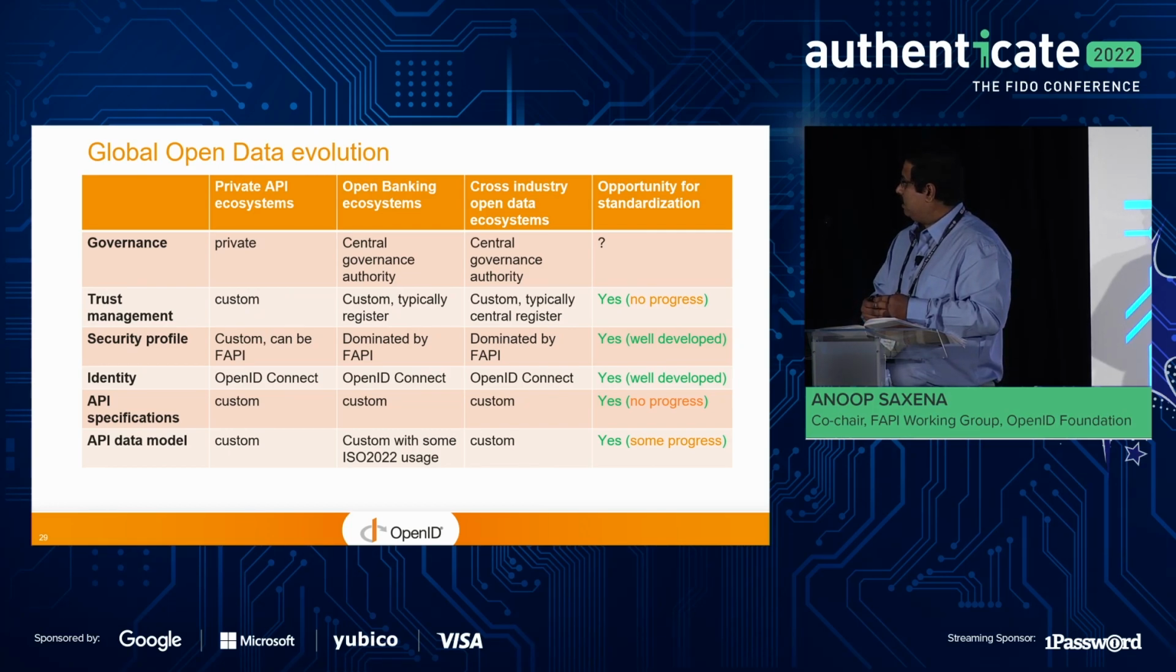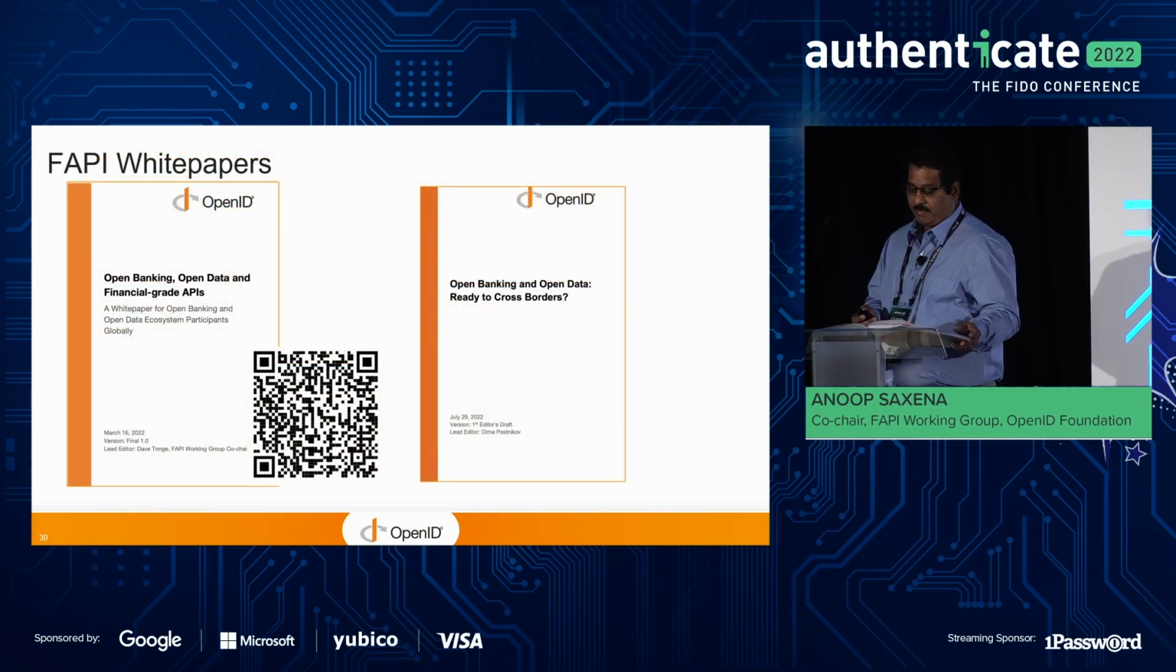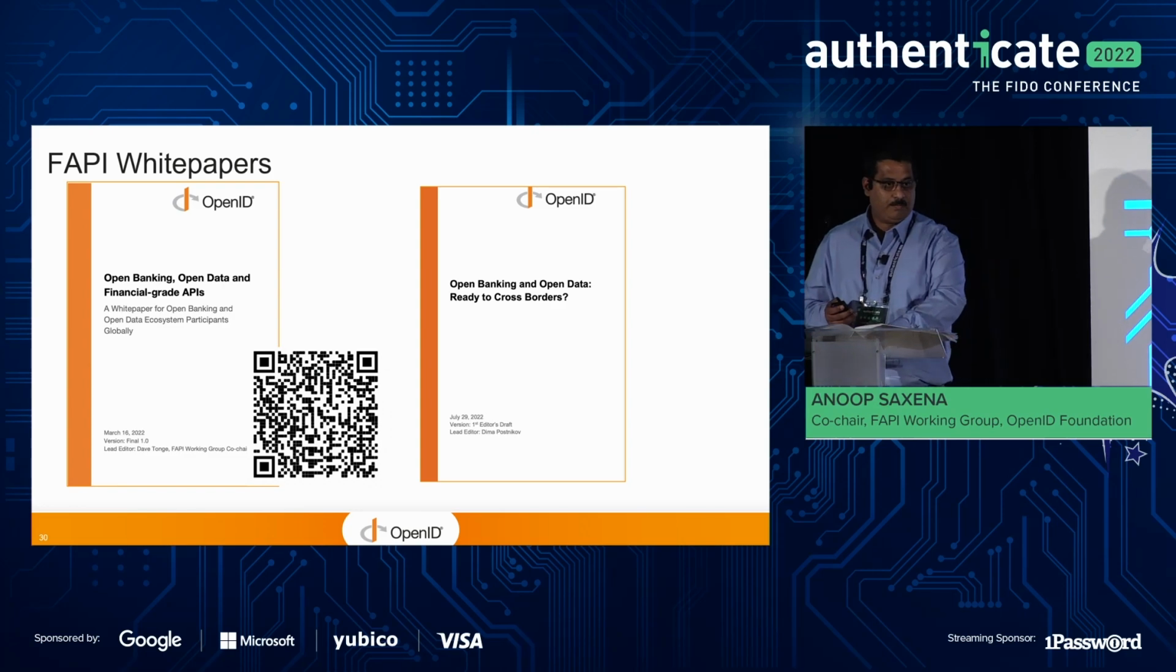API data model, we have started some work. This is where we are standardizing just the account type, for example. We'll be looking at some of the ISO 20022 usage, how they have done it. And some of this will be covered in the white paper as well. You have a QR code, and if you want to do a deep dive into some of these, see the white paper. With that, I'll conclude my presentation here.